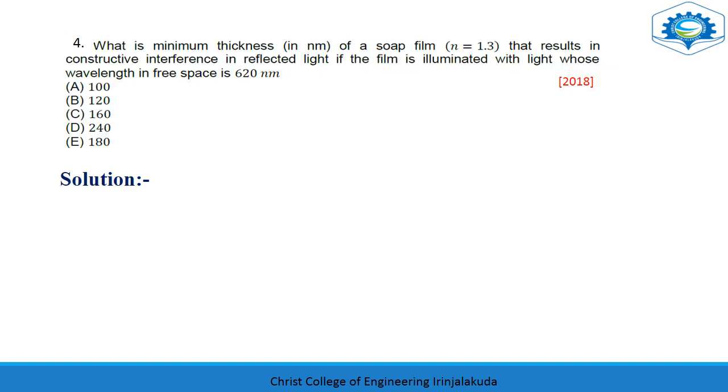Question number 4. What is the minimum thickness in nanometer of a soap film of refractive index 1.3 that results in constructive interference in reflected light if the film is illuminated with light whose wavelength in free space is 620 nanometer? These are the different options.